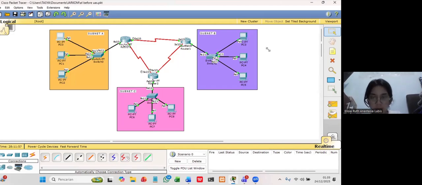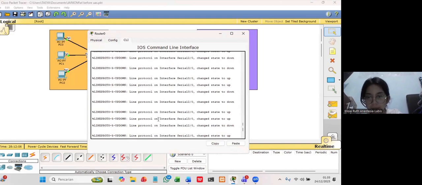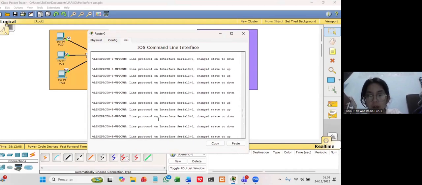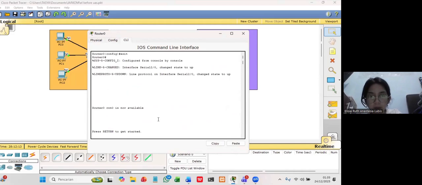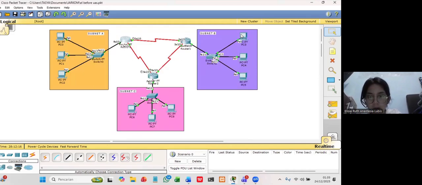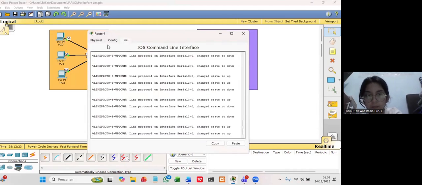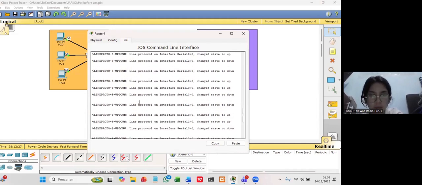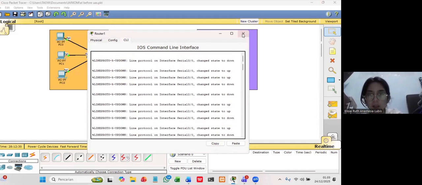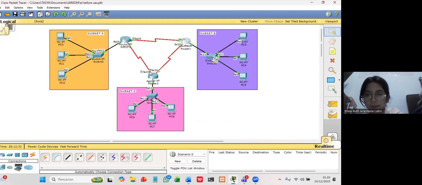For router connectivity, the routers are connected using the serial link where one site at... wait, for router connectivity, nggak ada ya, ada pelang.